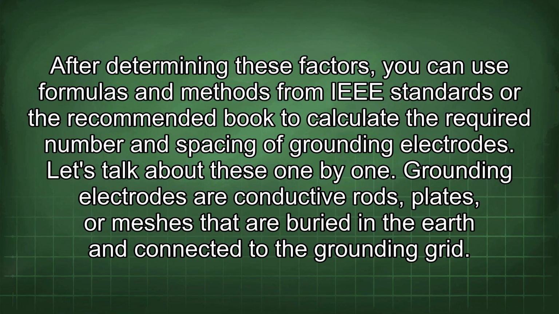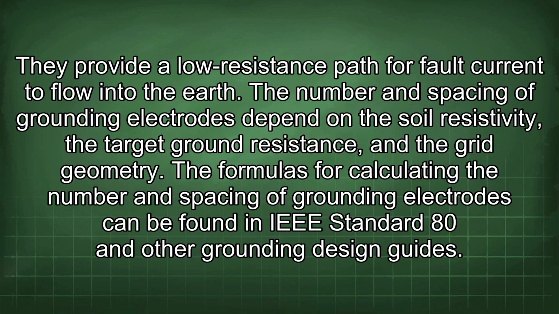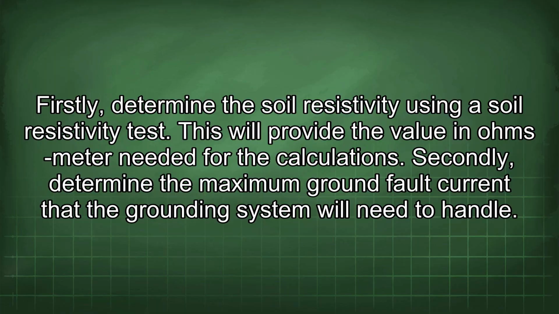Let's talk about these one by one. Grounding electrodes are conductive rods, plates, or meshes that are buried in the earth and connected to the grounding grid. They provide a low resistance path for fault current to flow into the earth. The number and spacing of grounding electrodes depend on the soil resistivity, the target ground resistance, and the grid geometry. The formulas for calculating the number and spacing of grounding electrodes can be found in IEEE Standard 80 and other grounding design guides. Firstly, determine the soil resistivity using a soil resistivity test.